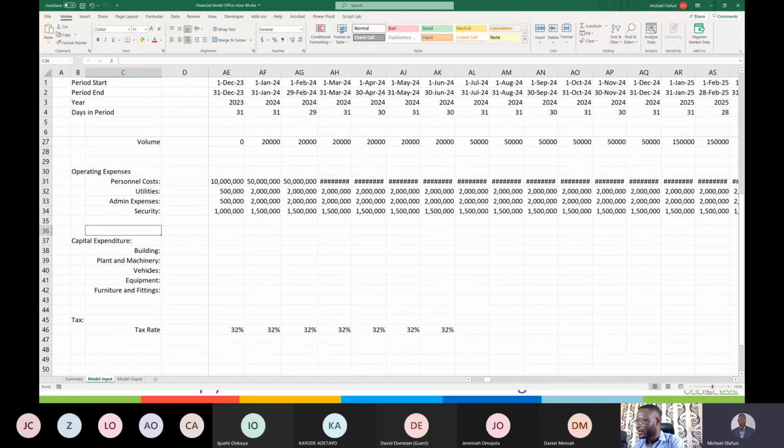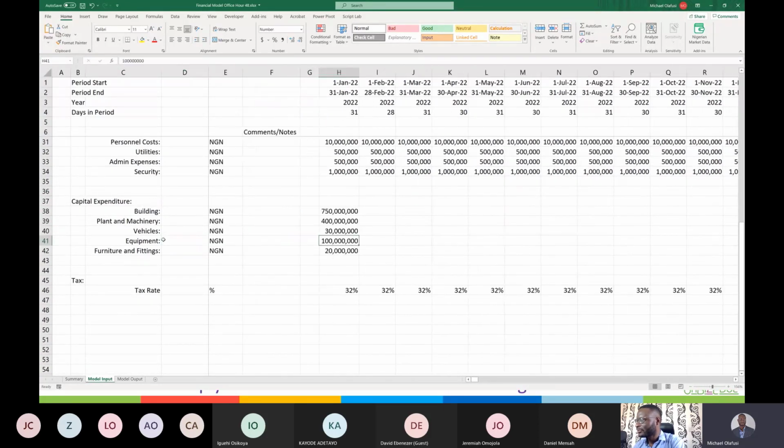And then capital expenses. So for the capital expenses, usually from capital project, the bulk of the expenses happen on the first year when you are starting the project. So that's where you pay for the building, the plant and machinery, the equipment.